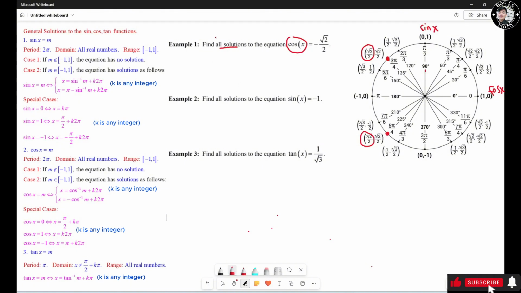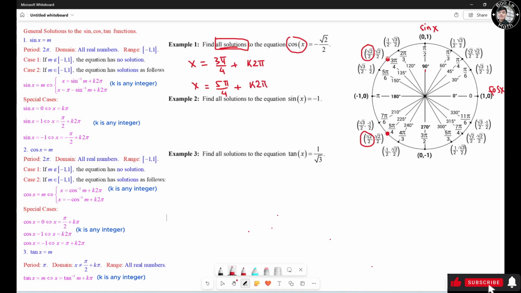Now, because they ask you to find all solutions, which means there is no restricted domain, you need to write the general solution, right? So the general solution should be s equals 3 pi over 4 plus k times 2 pi. The second one, s equals 5 pi over 4 plus k times 2 pi, right?